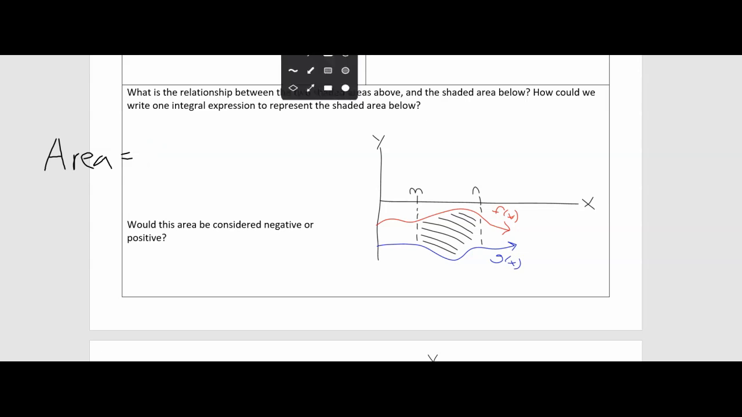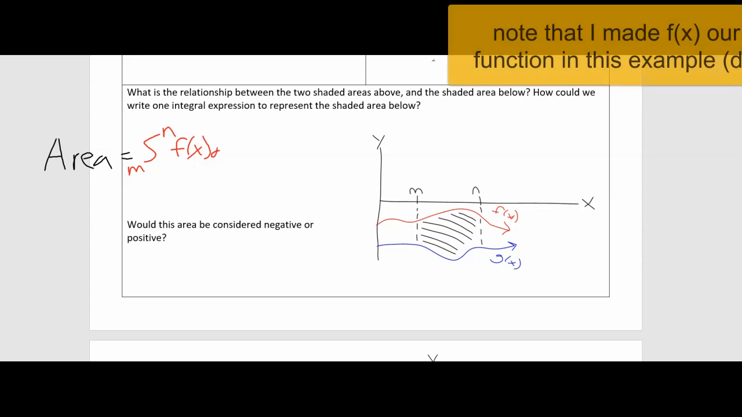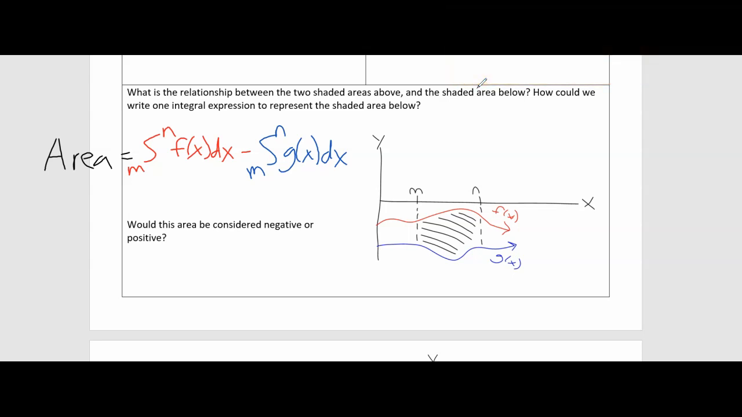Using the wrong color here. f of x is our top function here. Okay, so would that give us a positive area if we subtract the blue area from the red?